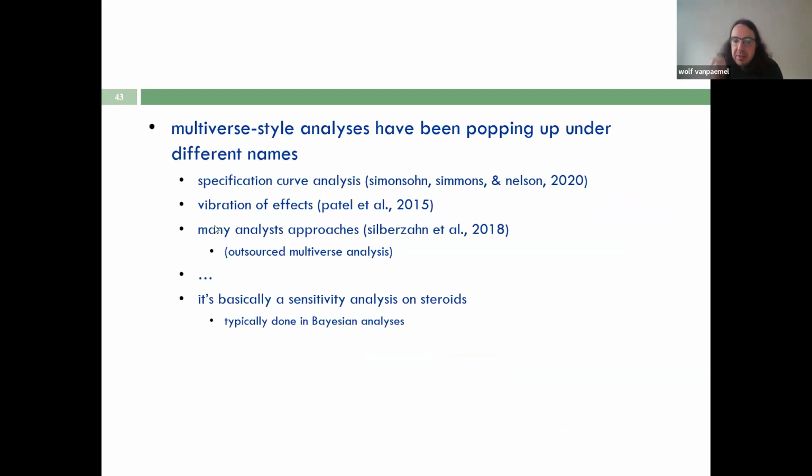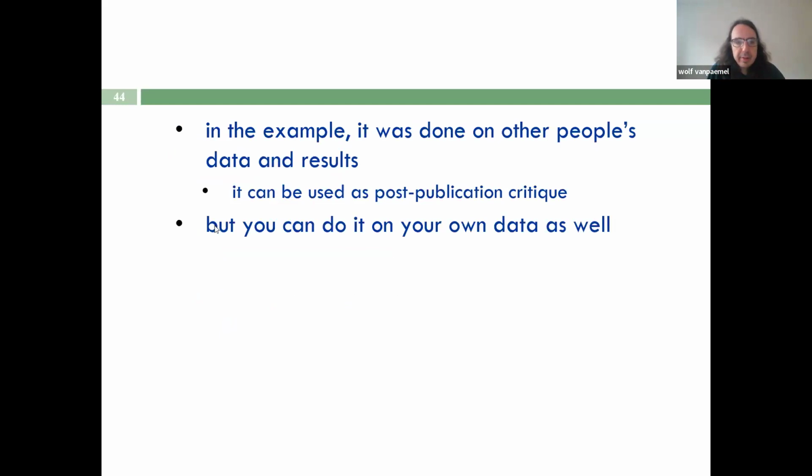It's basically just a big sensitivity analysis on steroids, and I don't think it's a surprise that most people working on papers about the multiverse were Bayesians. In Bayesian analysis, you're trained in doing sensitivity analysis, particularly for your prior, and it's ingrained in the workflow. So it's basically just a big and systematic sensitivity analysis.